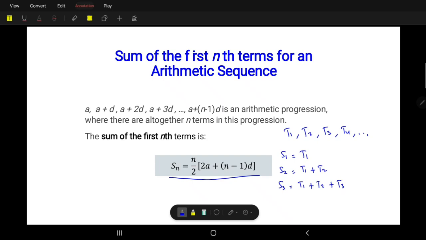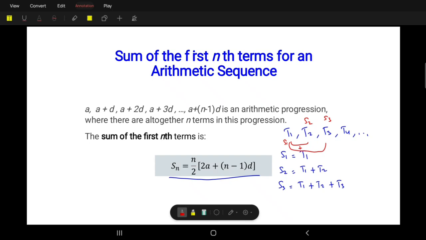Okay, that means sum tu maksudnya kita kena tambah. So T1 is S1. Kalau nak cari S2, that means T1 plus T2 we get S2. Kalau nak cari S3, that means T1 plus T2 plus T3 we get S3. Okay, dah faham tak?